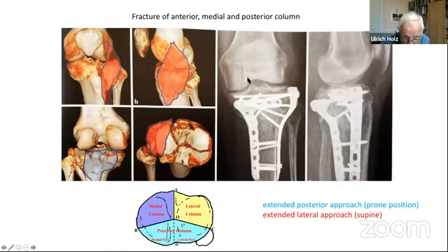Anterior, medial, and posterior column fracture. Here, posterior, anterolateral, and medial, by two approaches: one from posterior, an extended posterior approach in prone position, and then an extended lateral approach in supine position. These blue areas in the posterior column, I think we can only really attack well by a posterior approach.